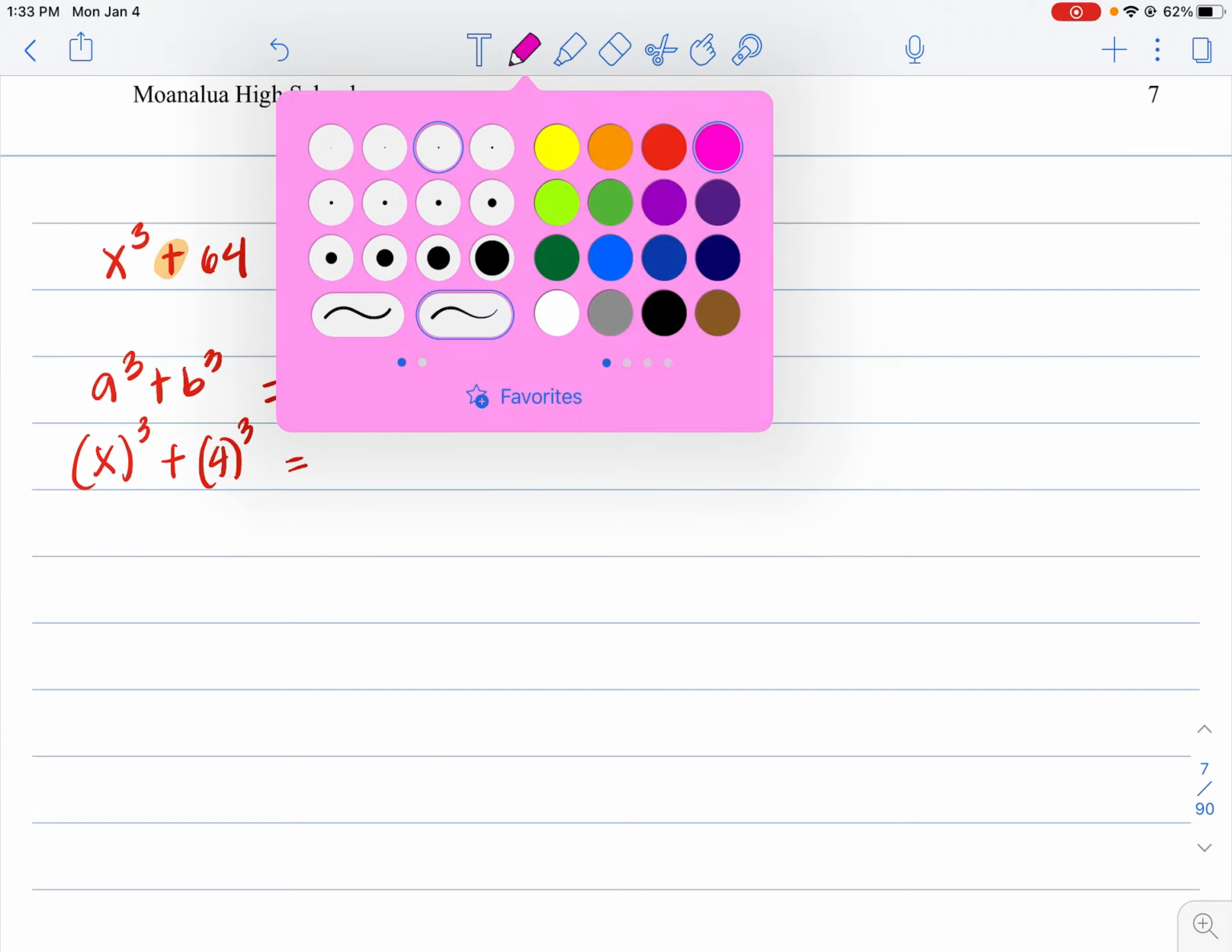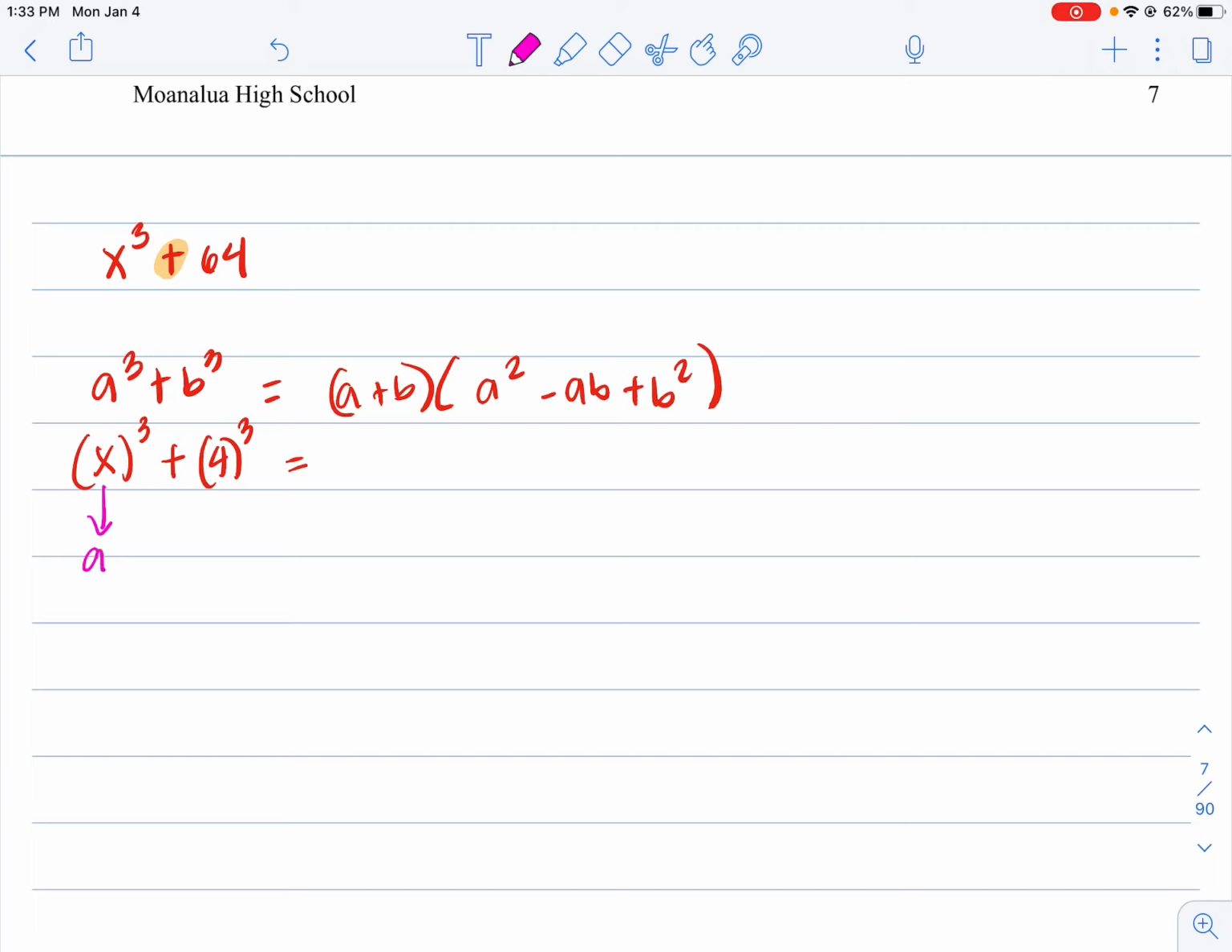Therefore, this is our a value, and that is our b value. And all we have to do now is substitute the values of a and b into our formula. And we have x plus 4. I hope that is making sense. And then a squared would be x squared, minus a times b, which is x times 4, plus 4 squared.